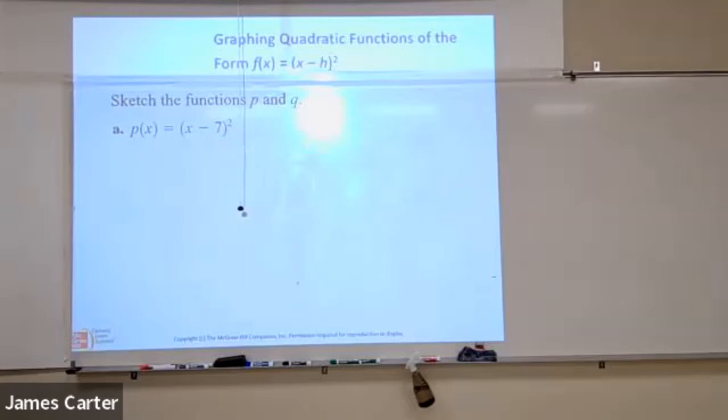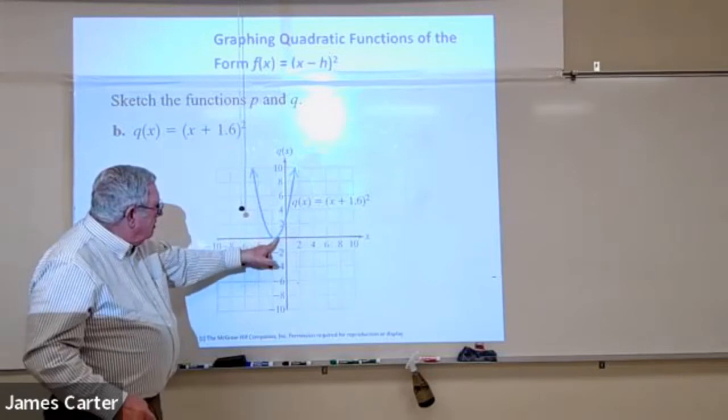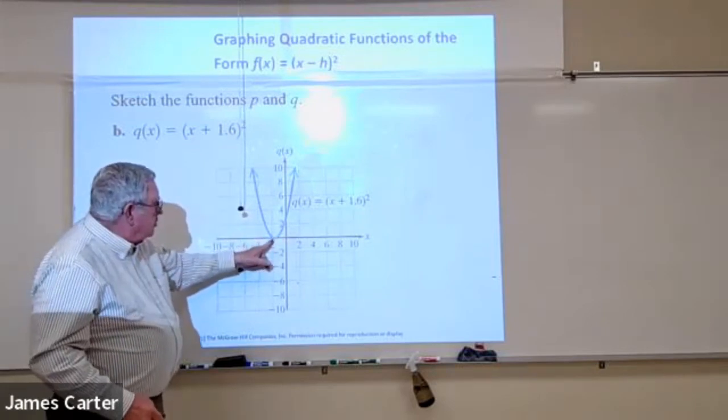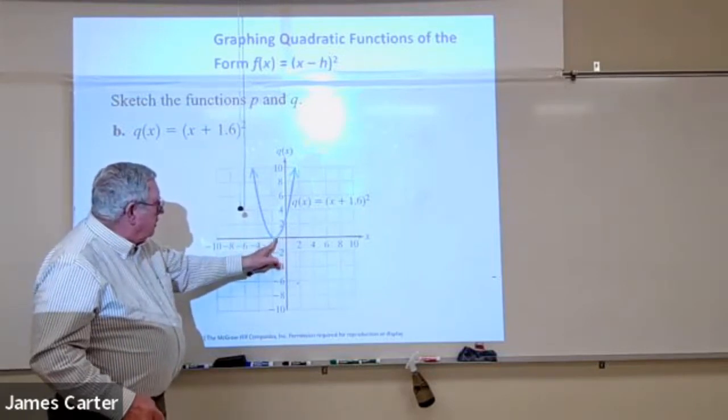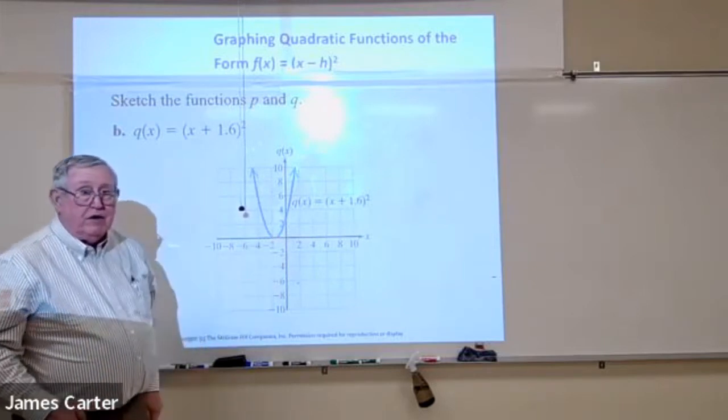Okay, what about this one? That one's going to go 7 places to the right. What about this one? Roughly, you know, this is 2, so there's 1. So that's about 1 and a little more than 1.5 over.